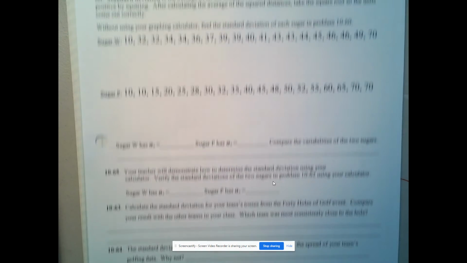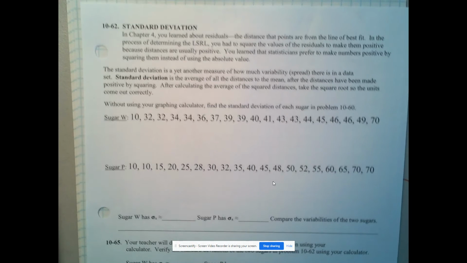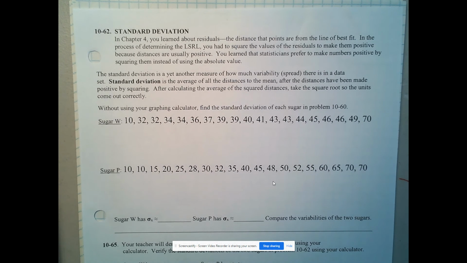All right, so now let's talk about standard deviation. In chapter 4, you learned about residuals, the distance that points are from the line of best fit. In the process of determining the least square residual line, you had to square the values of the residuals to make them positive, because distances are usually positive. You learned that statisticians prefer to make numbers positive by squaring them instead of using absolute value. So standard deviation is another measure of how much variability or spread there is in a data set. Standard deviation is the average of all the distances to the mean after the distances have been made positive by squaring. After calculating the average of the squared distances, take the square root so the units come out correctly.